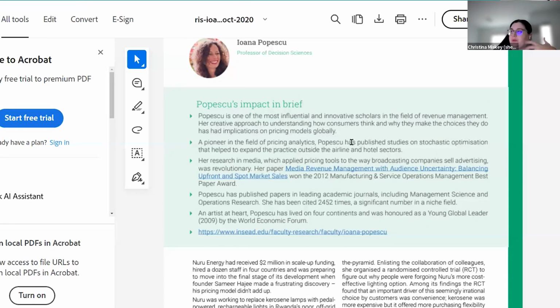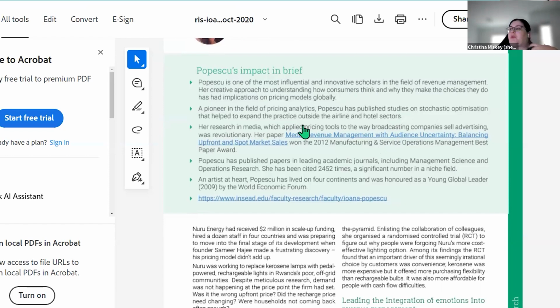The very first one which stands out is Popescu is one of the most influential and innovative scholars in the field of revenue management. Her creative approach to understanding how consumers think and why they make the choices they do has had implications on pricing models globally. I'm not going to go into super detail about this. I am going to provide a copy of my slides so you can get a link to this and look at it in more detail.